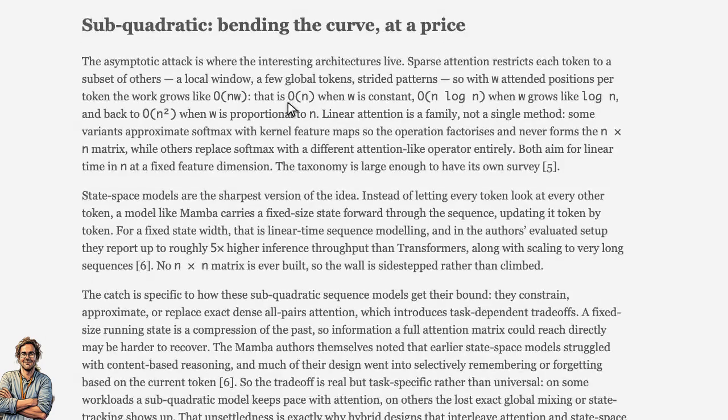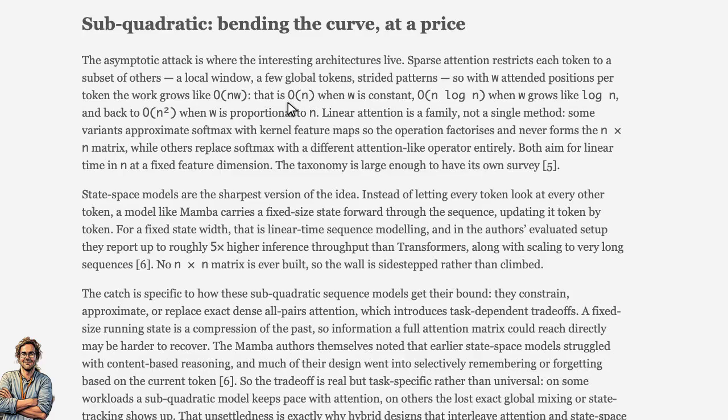The asymptotic attack is where the interesting architectures live. Sparse attention restricts which token pairs are scored, linear attention rewrites the operation so it never forms the matrix. And state space models like Mamba carry a fixed size state forward through the sequence, updating it token by token. No n by n matrix is ever built, so for a fixed state width, that is linear time sequence modeling.